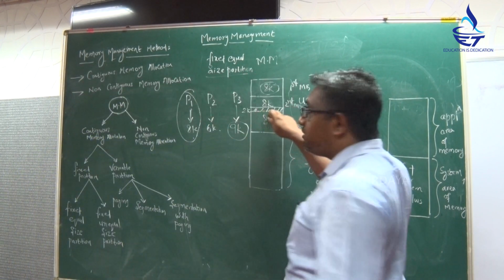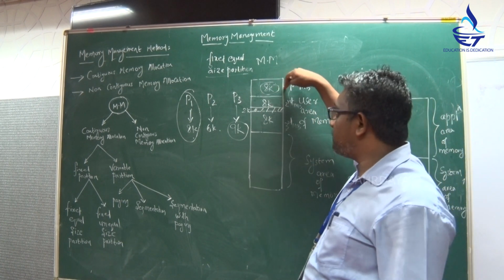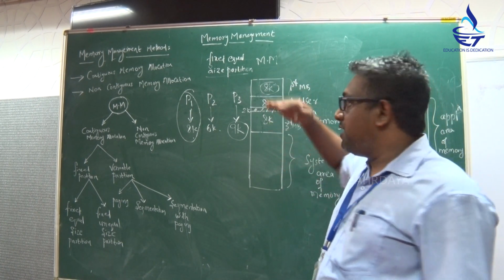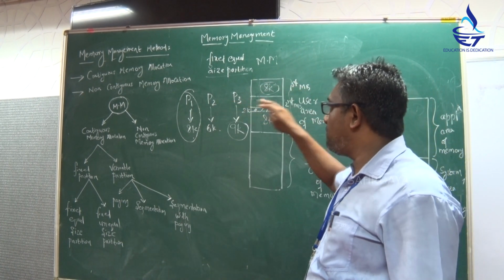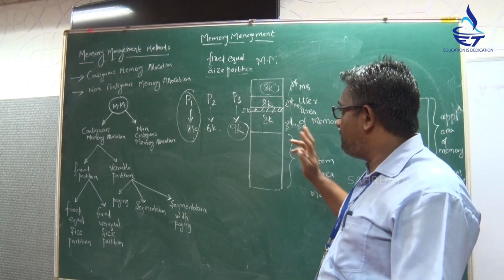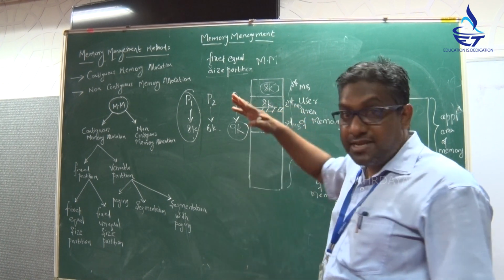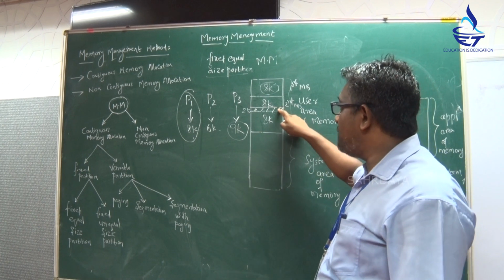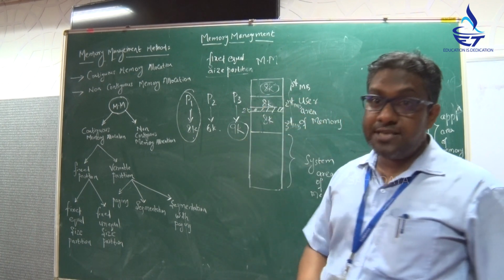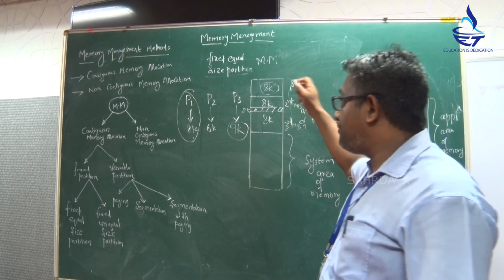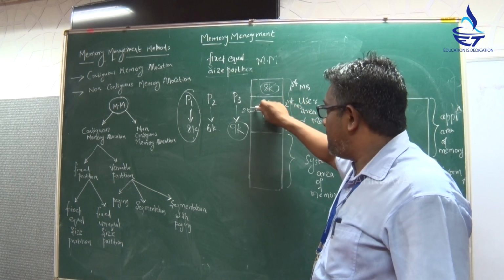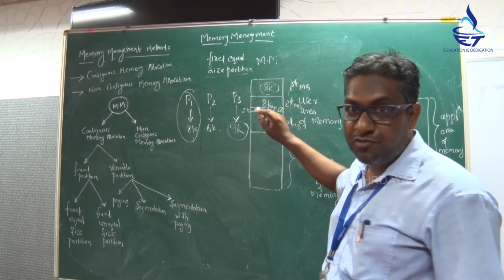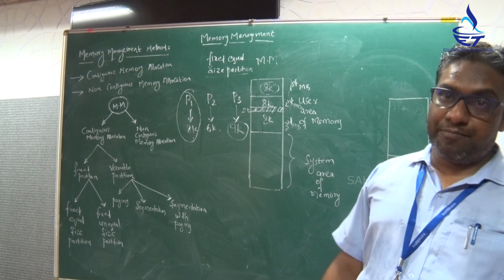So this unused memory location: in the first case there is no unused memory location. In the second case, when we loaded P2 into the second memory block, 2K is wastage. That means this unused memory space is known as fragmentation. So after placing, we have 2K wastage of memory. This is known as internal fragmentation.